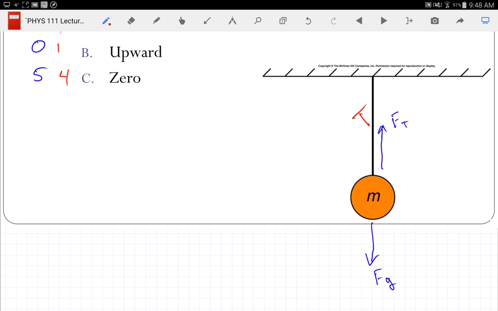Down. So what does that tell you about the force the string is putting on the ceiling? It's pulling down. Now let's go a step further.